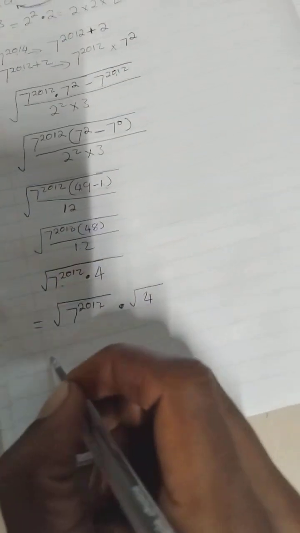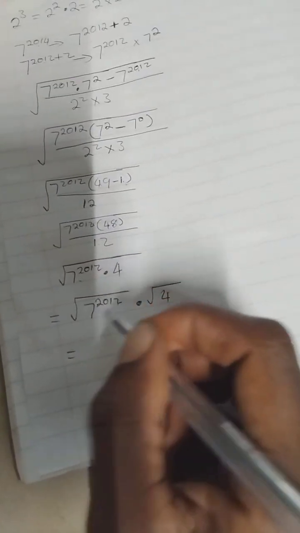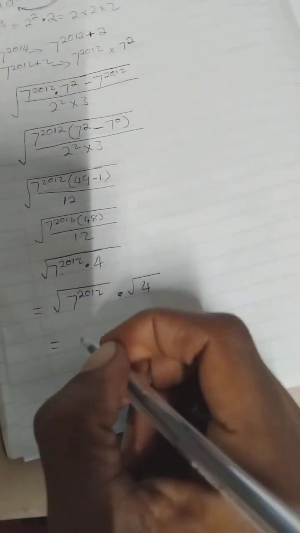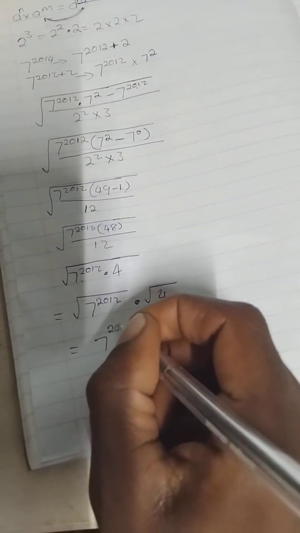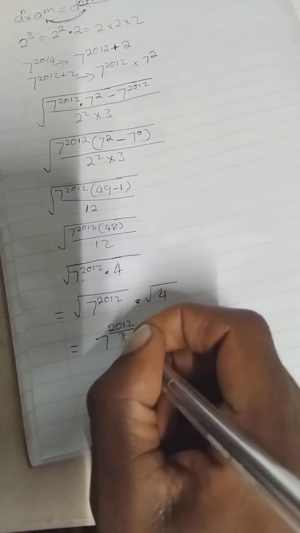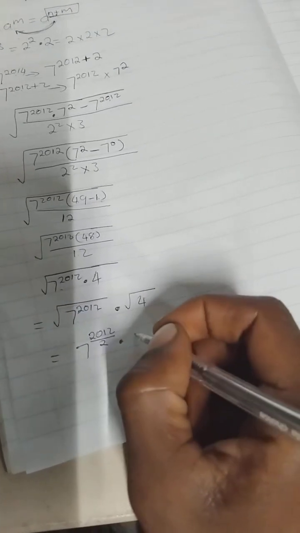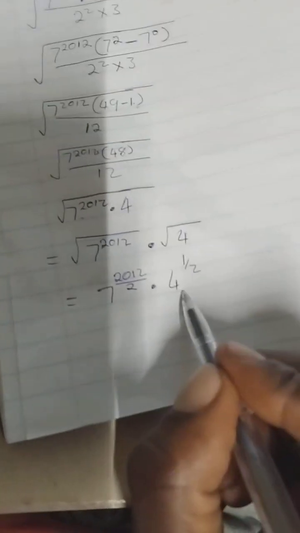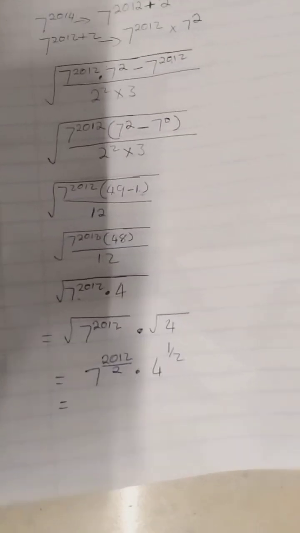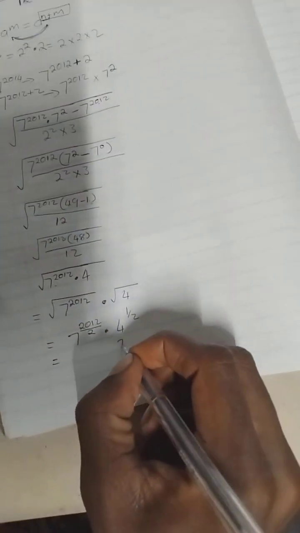Then if I apply the rules of exponents, I'm going to have 7 exponent 2012 divided by 2 multiplied by 4 exponent 1 over 2. So what is 4 exponent 1 over 2? What is the square root of 4? Yes, it's going to be 2.